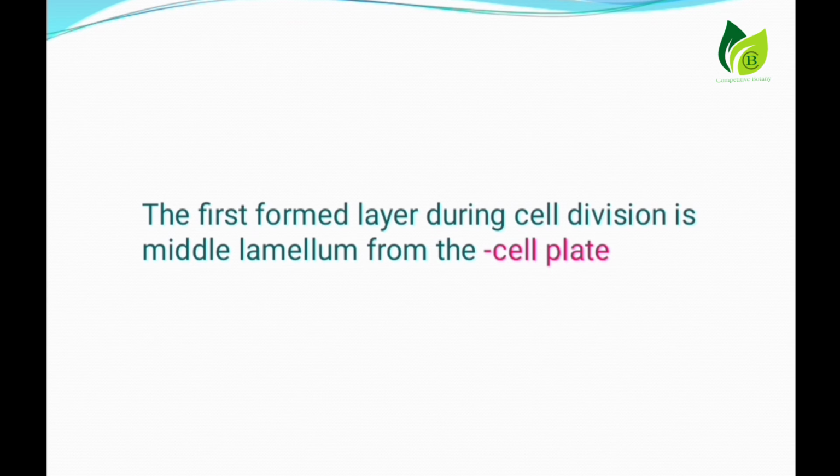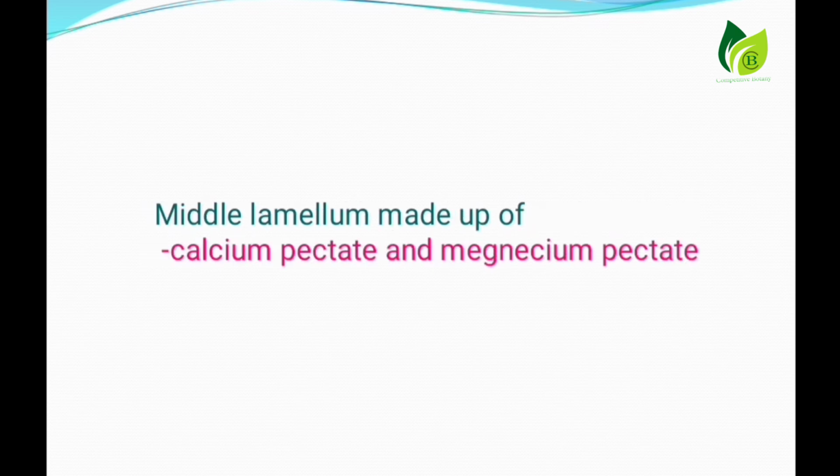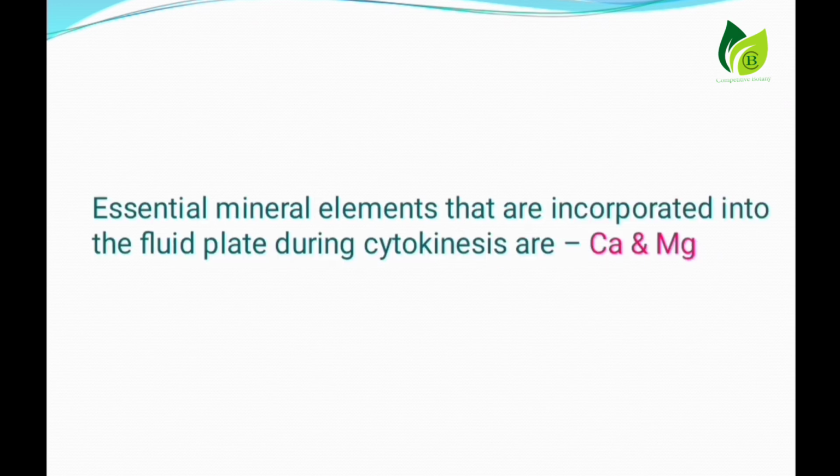It is made up of calcium and magnesium pectates. Middle lamella is made up of? The answer is calcium pectate and magnesium pectate. Essential mineral elements that are incorporated into the phragmoplast during cytokinesis are calcium and magnesium.